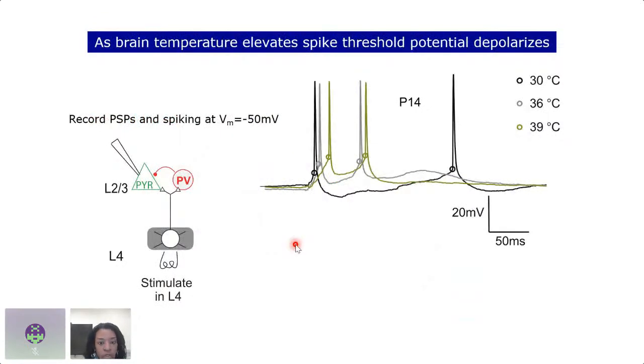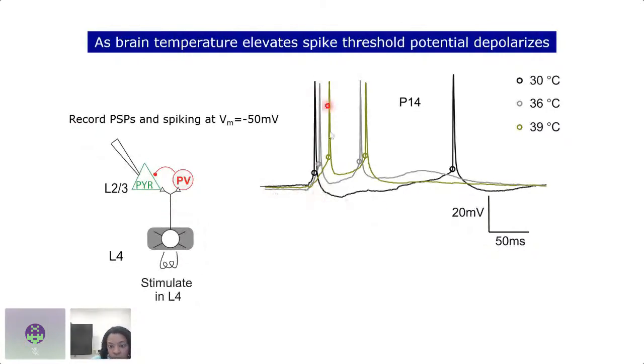So first, for these experiments, I want to point out that we're stimulating in layer 4, and we're recording the postsynaptic potentials and spiking at a resting potential that is just subthreshold. We are first recording these layer 4 evoked spikes and PSPs at 30 degrees, again in acute slices containing S1 cortex. Then we increase the temperature to 36, and we make a successive measurement at 39 as well.